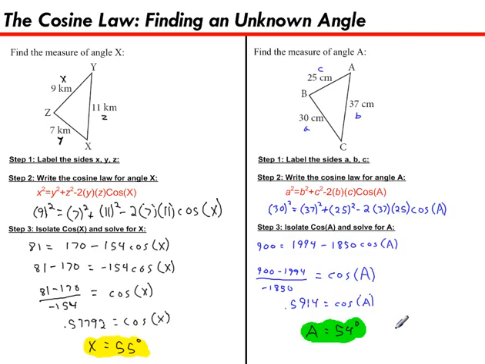Angle A is 54 degrees. We found that by labeling our sides first, A, B, and C, and then filling in the cosine law, remembering that we are looking for angle A, so it goes at the end, so we need its matching side, A, on the left-hand side of the equal sign. Then we just fill in the known values and isolate for cos of A by moving this piece to the other side and dividing by negative 1,850. Finally, we enter this into our calculator to get 0.5914, and then we use our inverse cos button, and we find A is equal to 54 degrees.